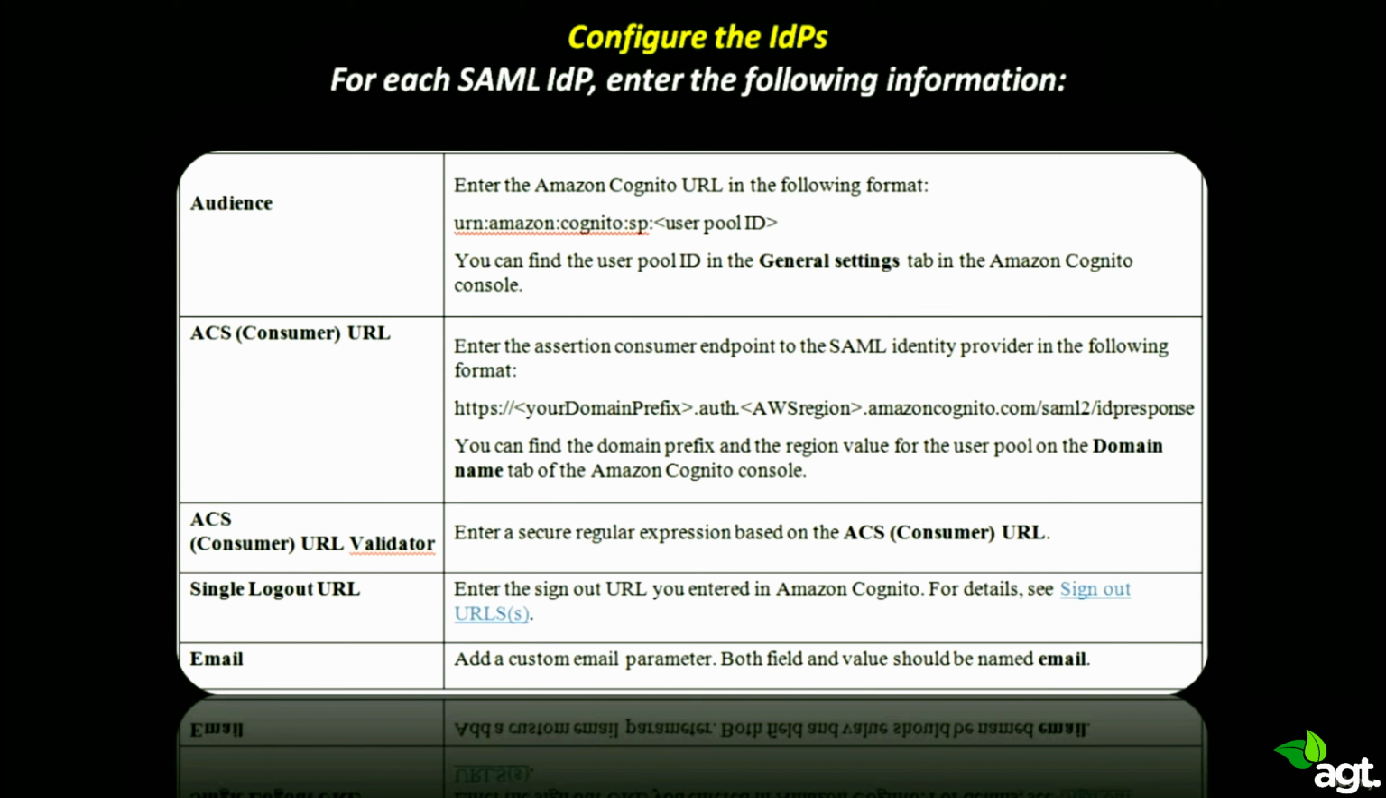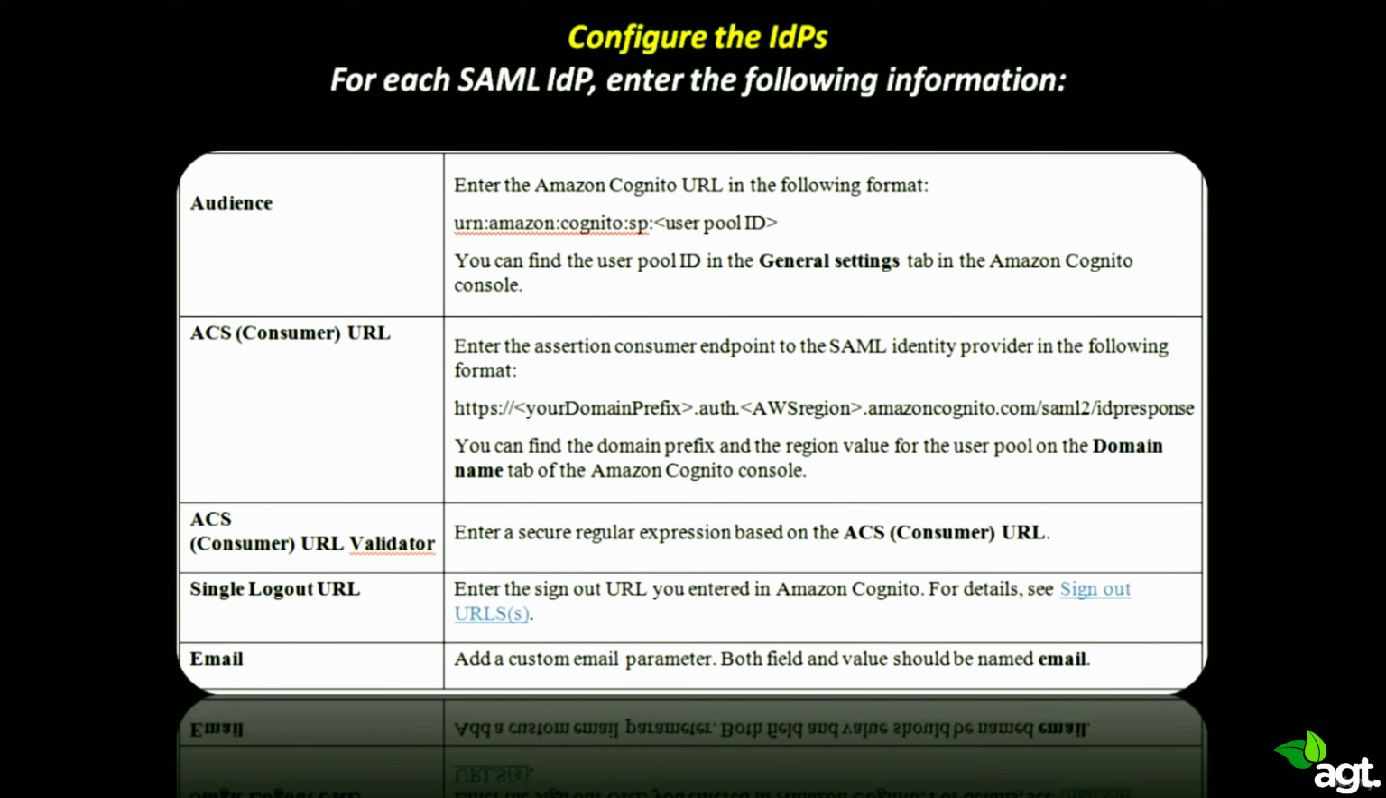Okay, so what about the ACS consumer URL? Enter the assertion consumer endpoint of the SAML identity provider in the following format: http://<your domain prefix>.auth.<AWS region>.amazoncognito.com/saml2/idpresponse. So this is the format of your identity provider response from SAML, and you can find the domain prefix and the region value for the user pool on the domain name tab of the Amazon Cognito console.